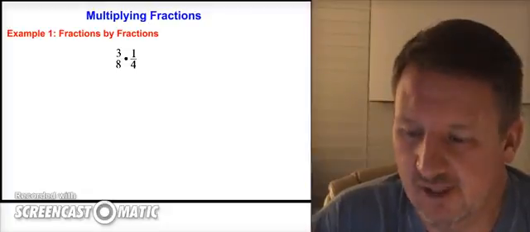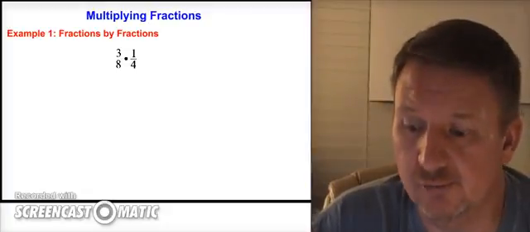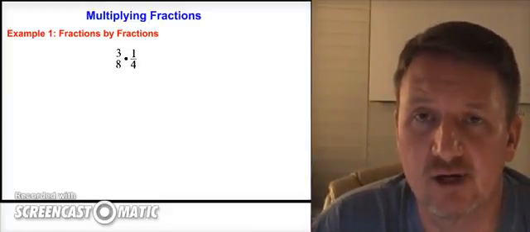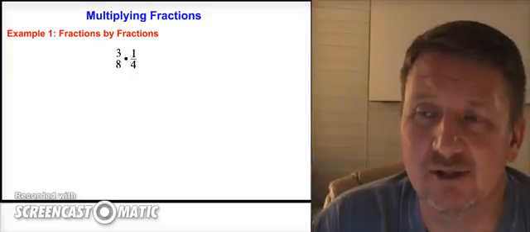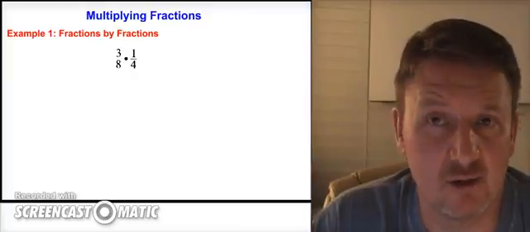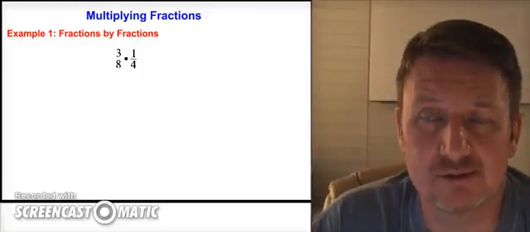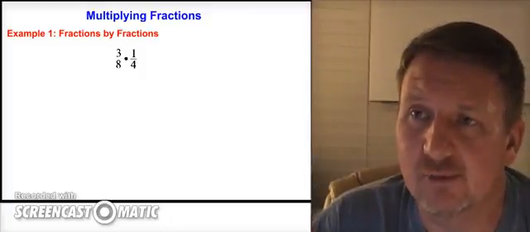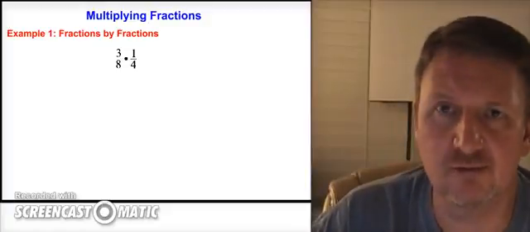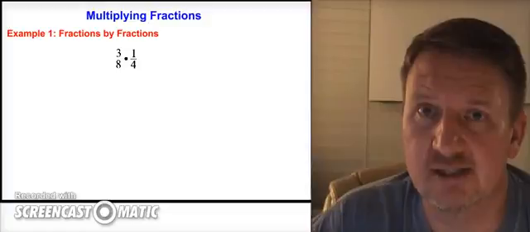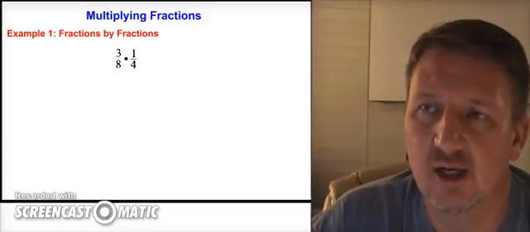So multiplying fractions, I'm going to do 3 examples, and the first one is going to be multiplying fractions by fractions. The second one is going to be multiplying fractions by whole numbers, and then the last one is going to be multiplying mixed numbers, all right? So first example is fractions by fractions. There's only a couple steps to doing this, and it's super easy, so pay attention. Write this down in your notes.